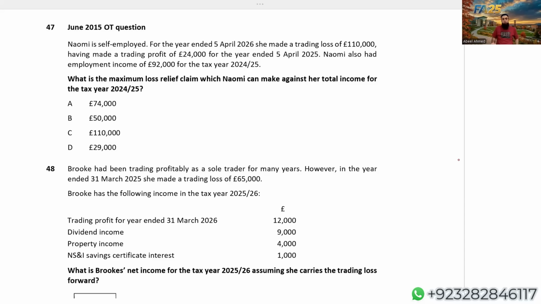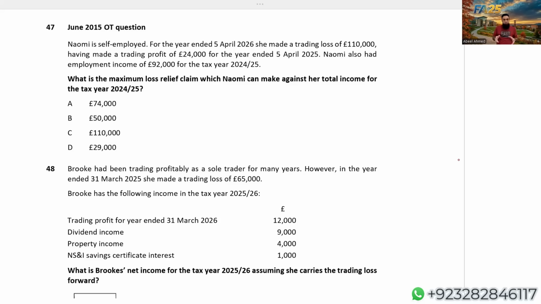In today's class, we'll be doing the multiple choice questions on trading losses. Plus, there will be a little bit of revision and MCQs on NIC, National Insurance Contribution. Even though every one of us knows very well that all the NIC limits will be given to you in the exam, we will still have a little revision on that topic, and we'll be attempting a question on that area, which is NIC.